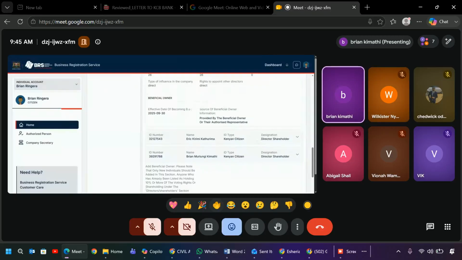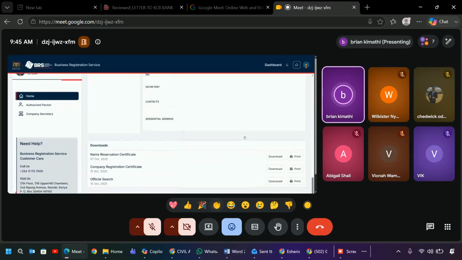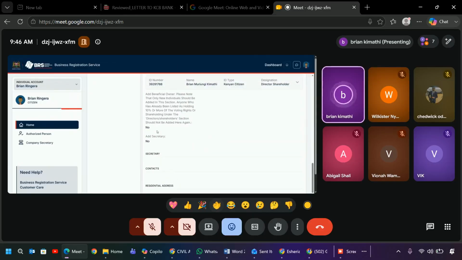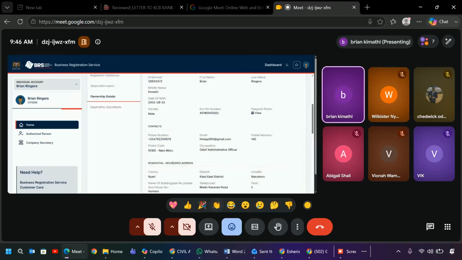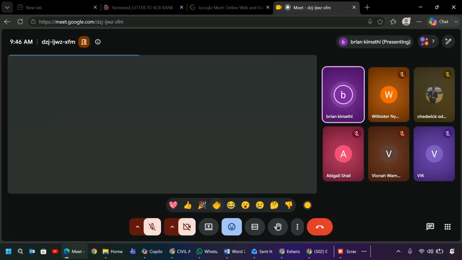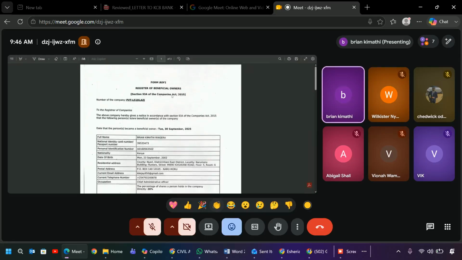Then that's it. Basically, that's it. So are you going to add a secretary? No, because it's not a must for you, because now for this company, it's not over 5 million nominal capital. Then these are the application documents. Then we have Form BOF1. Now this is the Form BOF1.